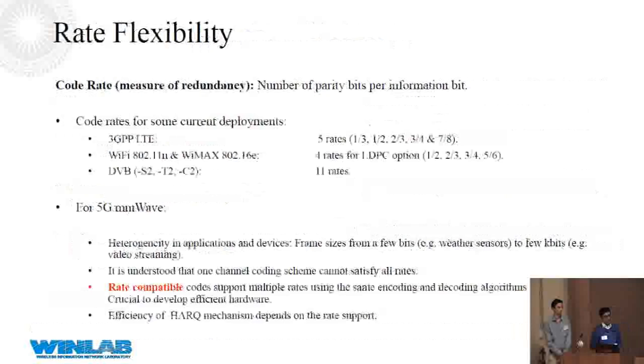And the final topic, which is really the motivation for today's talk, is the rate flexibility. Here we are talking about the code rate, which, for any given code, algebraic or probabilistic, is the measure of redundancy, which is basically the number of parity bits that you have per information bits. The more the redundancy, the better the performance, but then you pay the price in processing complexity. Now here are some code rates, just to give an idea of what we are working with.